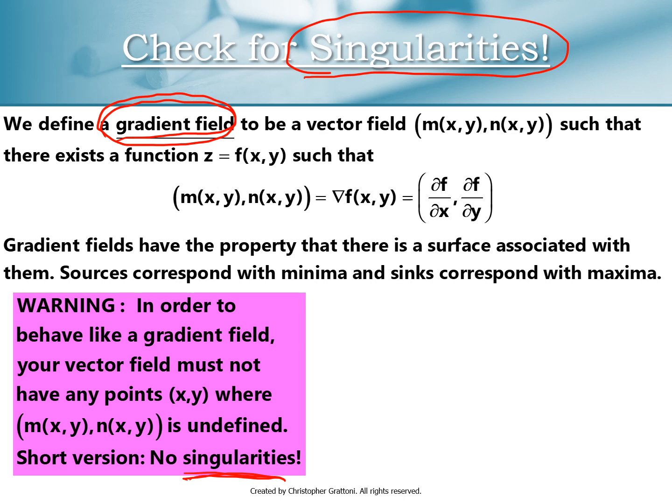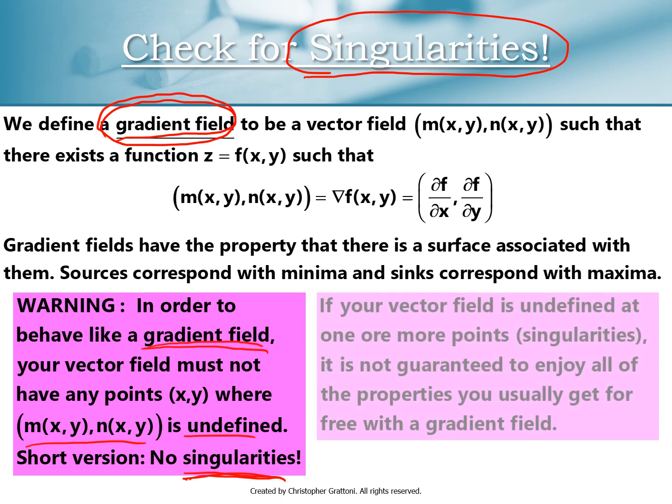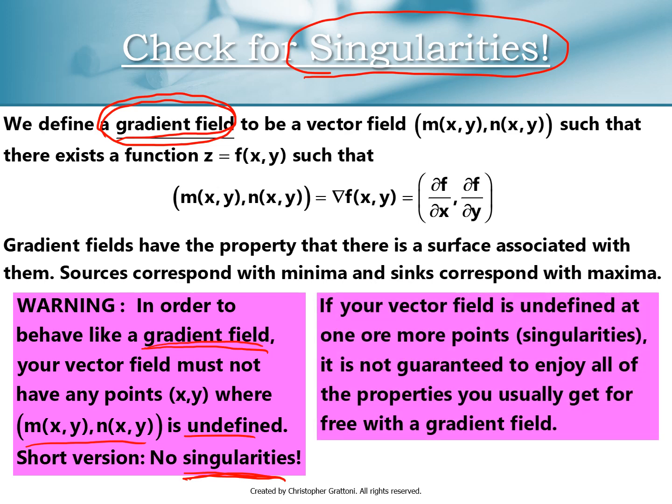But for now, what I want to mention is when you compute the gradient test and you realize you have a gradient field, don't stop analyzing that vector field yet. Double check and see if there are any points where your vector field is undefined, and if so, your shortcuts are going to fall apart or potentially fall apart. If you want all of those freebie properties that you get with gradient fields, no singularities allowed.